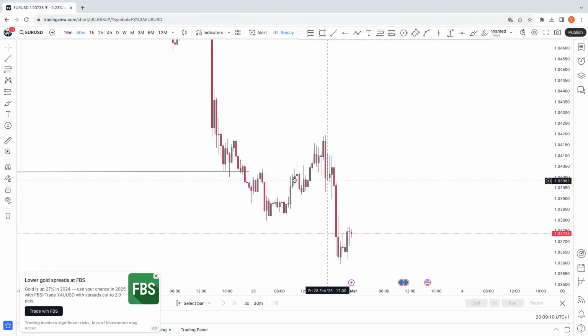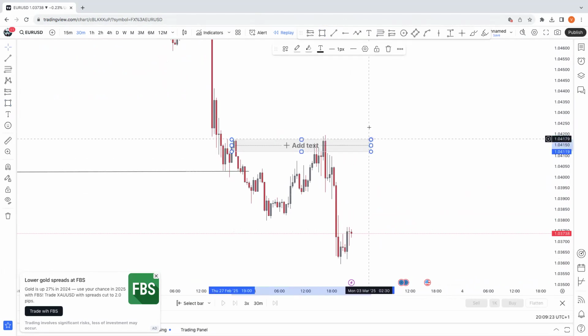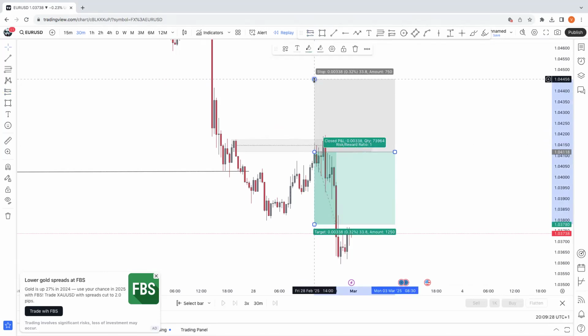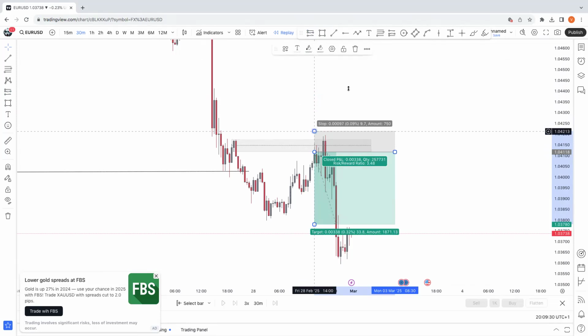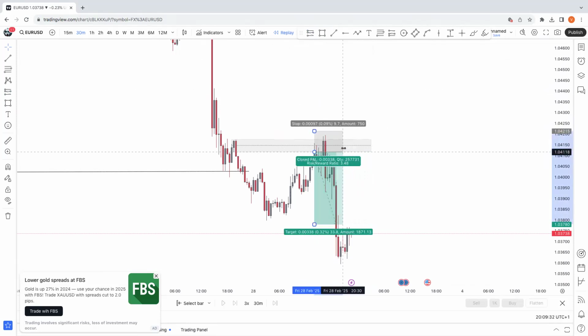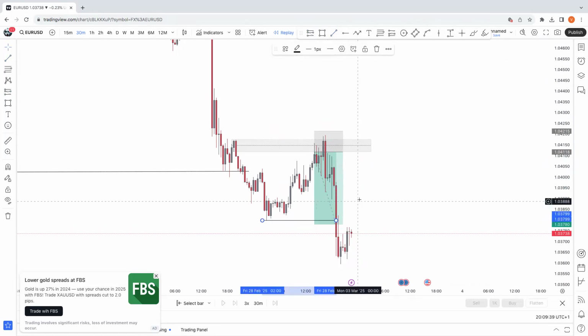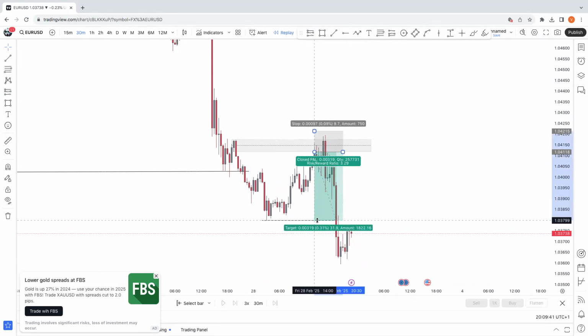Okay. Now, this is where we had our change of character, right? So what was the latest demand supply zone that was responsible for this break? It was this one here. So we mark it out, and then we place our sell position here and our stop loss a bit above it, right? And then we target this low right here as our take profit. So this would have been our take profit right here.